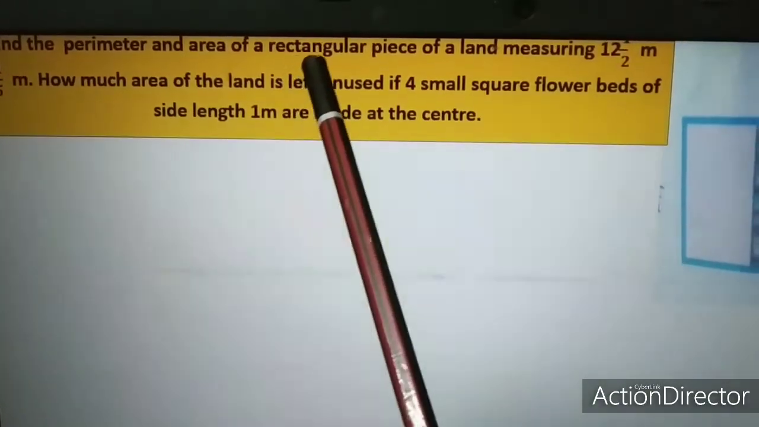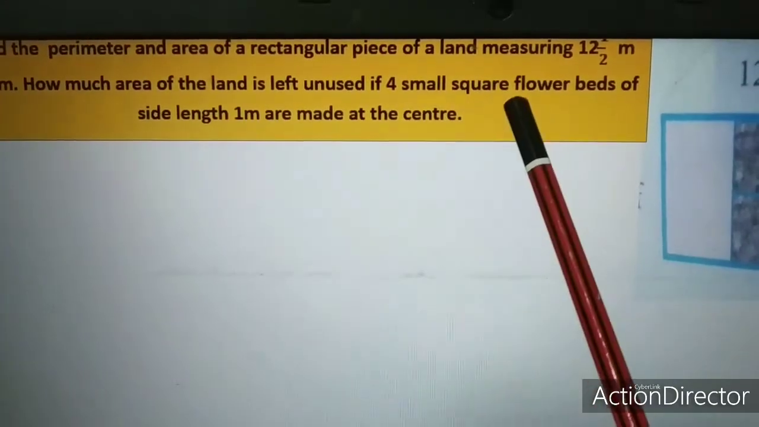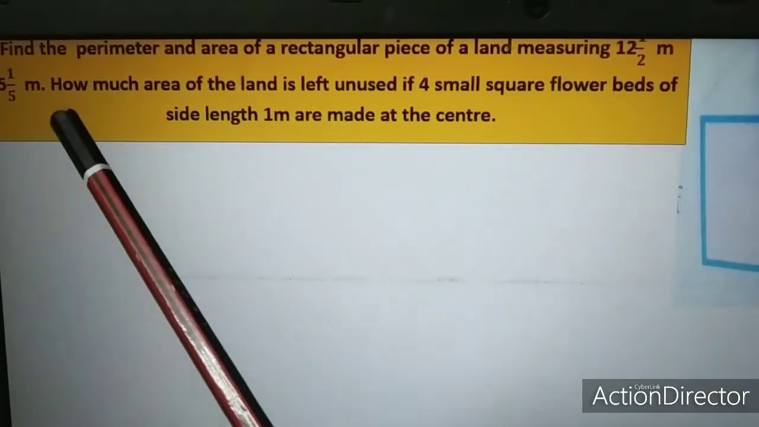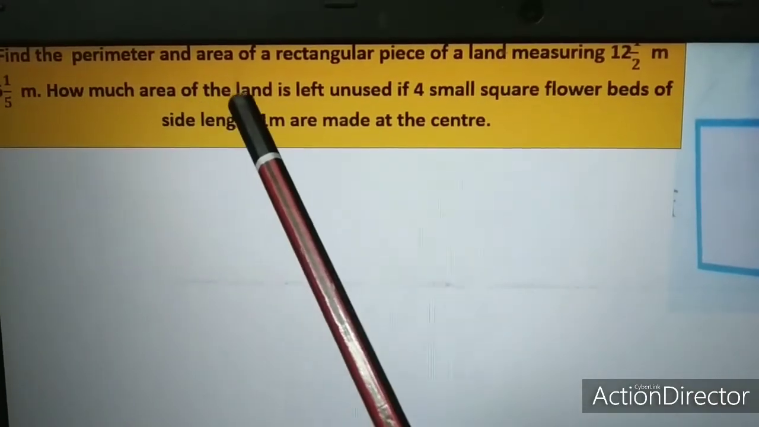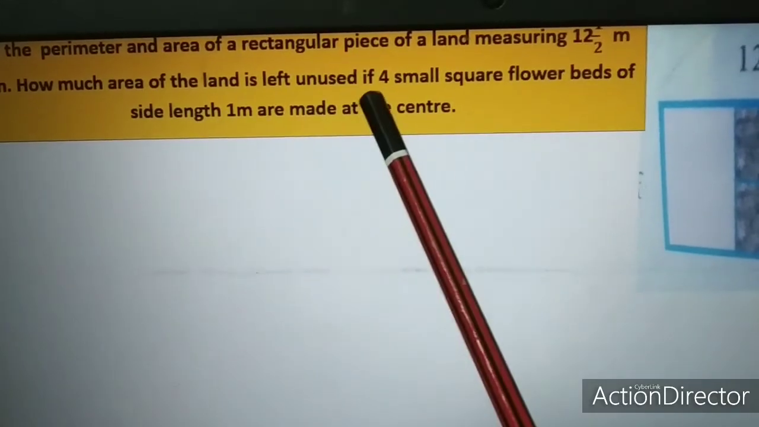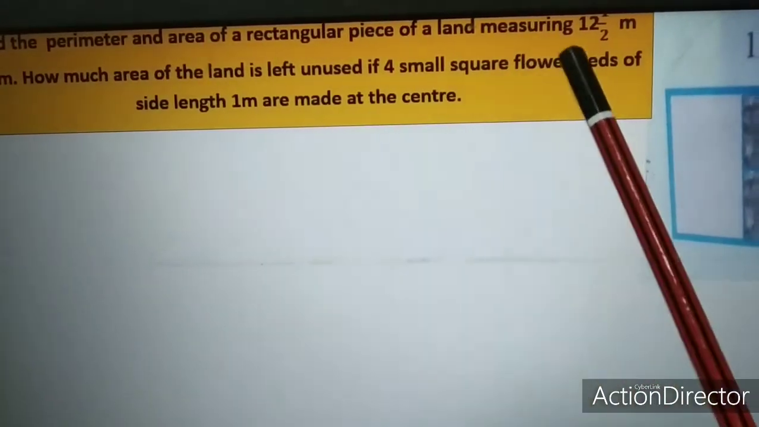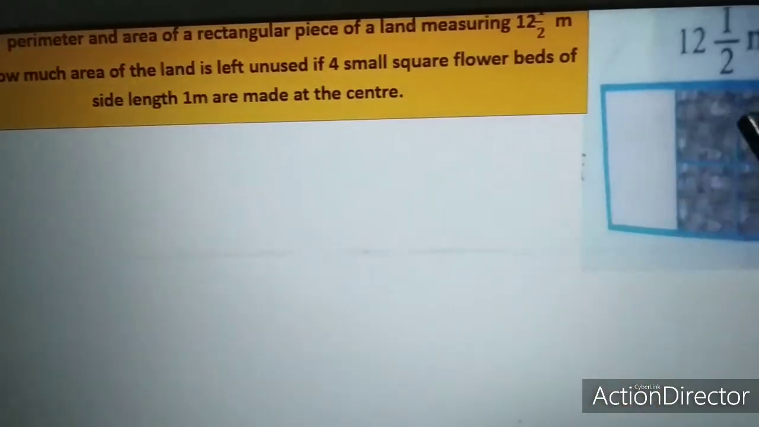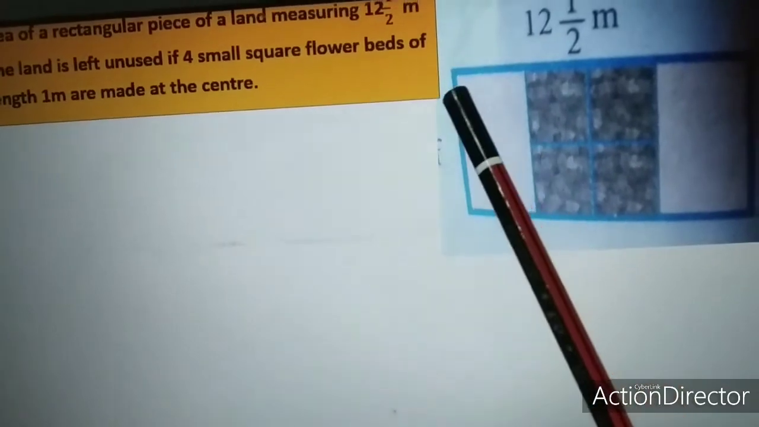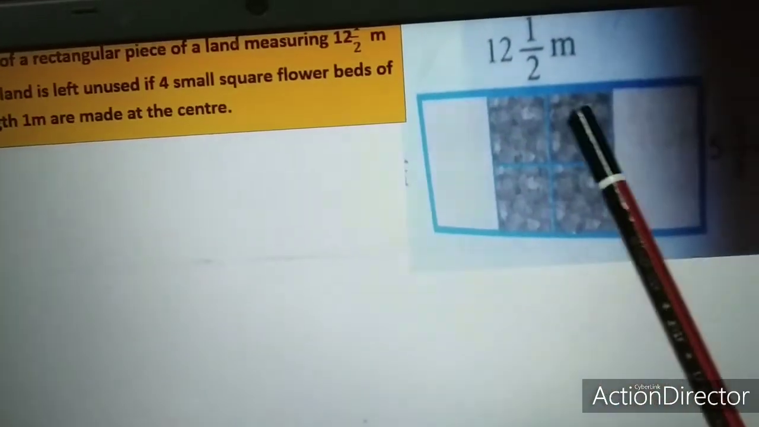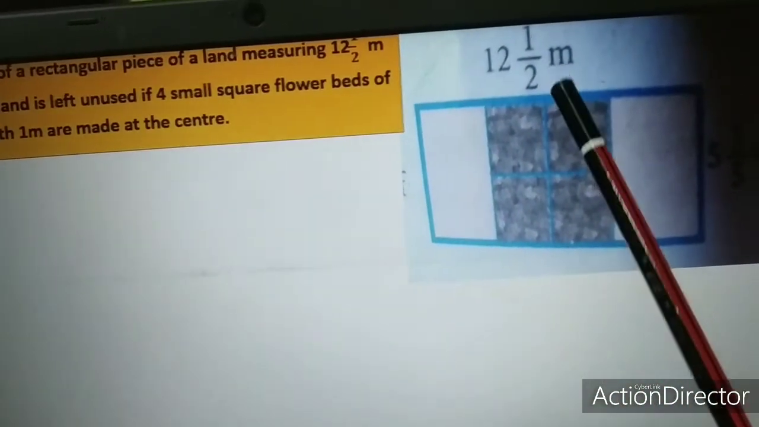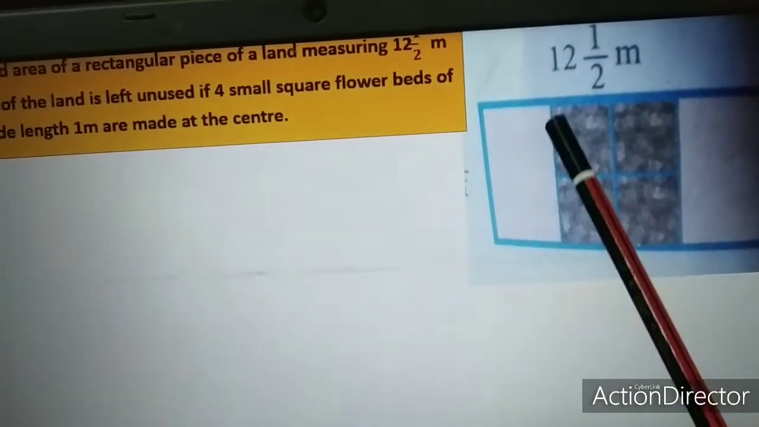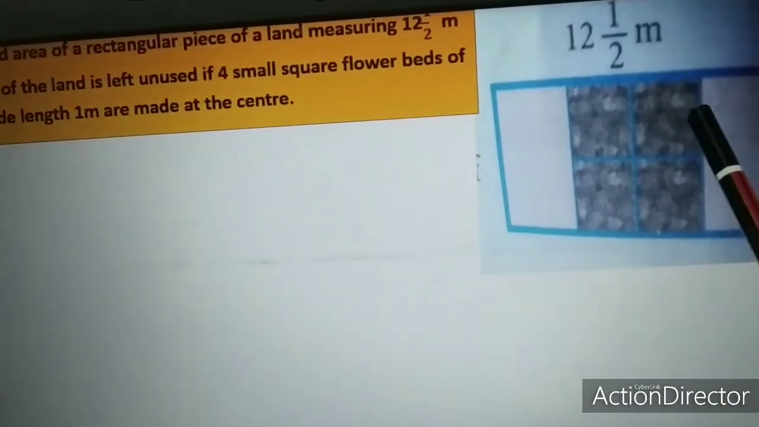Find the perimeter and area of the rectangular piece of land measuring 12 1 by 2 meter and 5 1 by 5 meter. How much area of the land is left unused if 4 small square beds of side length 1 meter are made at the center? So you have to understand the question carefully. Here the rectangular land is given, whose length is 12 1 by 2 meter and its breadth is 5 1 by 5 meter. In the center of this rectangular land, you are having how many flower beds?